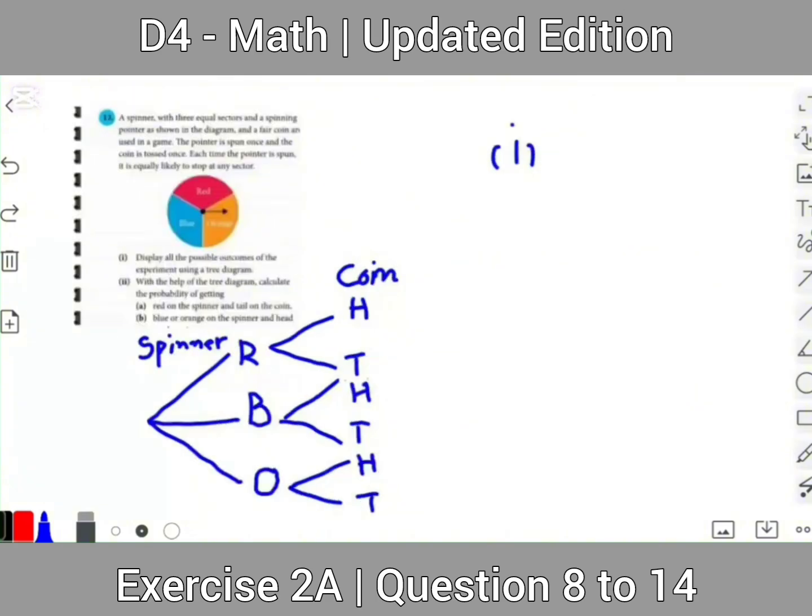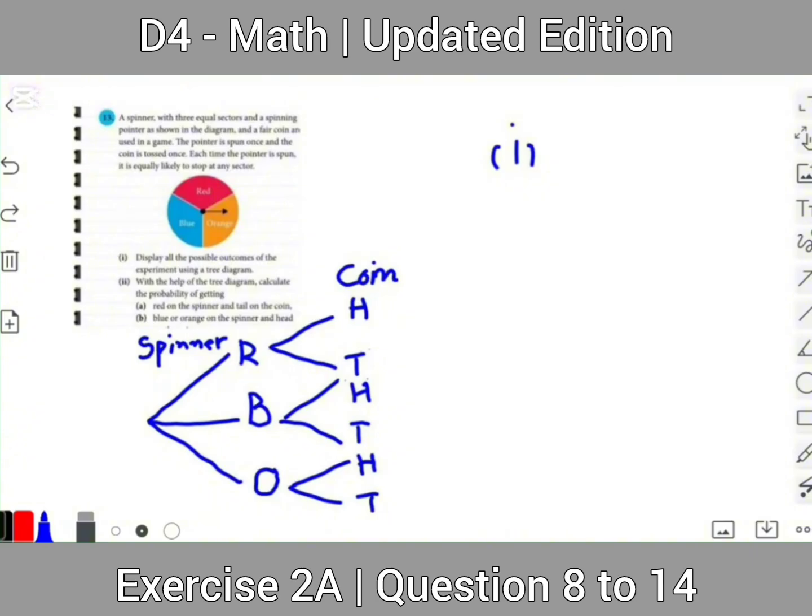Now in question 13, a spinner with 3 equal sectors and a spinning pointer, as shown in the diagram, and a fair coin are used in a game. The pointer is spun once and the coin is tossed once. Each time the pointer is spun, it is equally likely to stop at any sector.